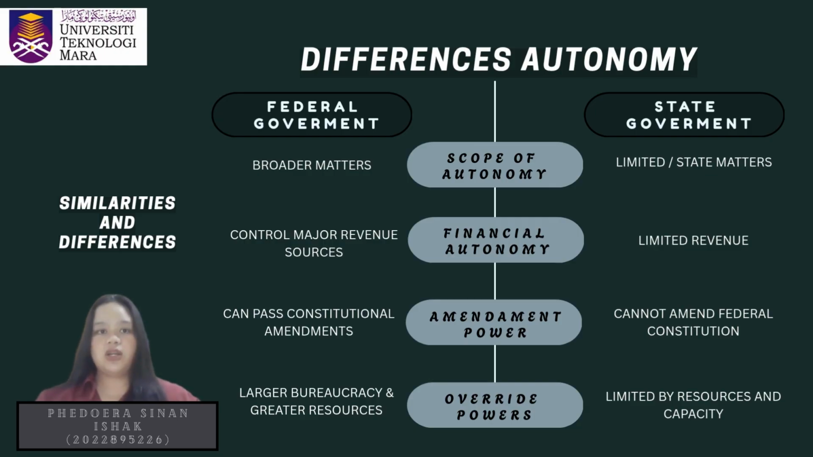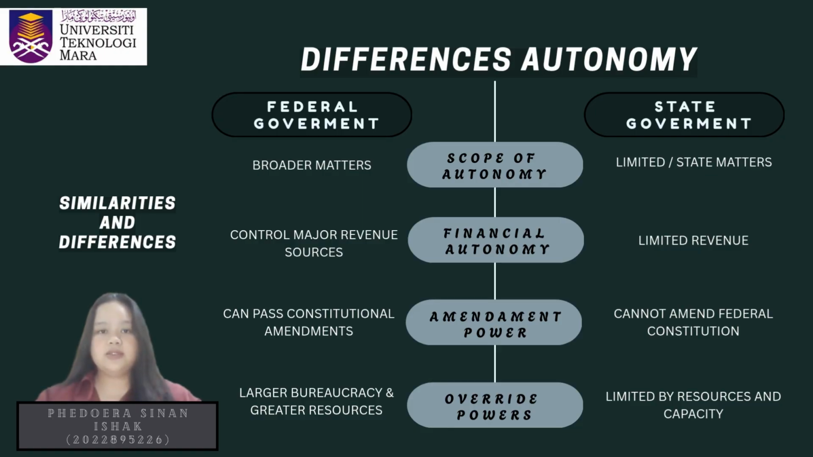State governments cannot. Finally, in terms of override powers, the federal government has a larger hierarchy and greater resources, while state governments are limited by their own resources and capacity. This distinction highlights the unique roles and limitations of each of the governments.